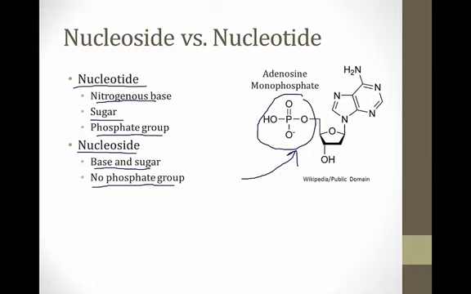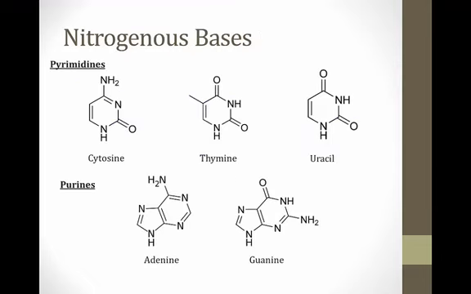Specifically, it's adenosine monophosphate, and it's mono because there's only one phosphate group. If the phosphate group were removed, this would be an adenosine nucleoside, and you just need to know that terminology so you can understand what you're reading in textbooks. There are five nitrogenous bases that are found in nucleotides in the human body. Three of them have one ring, and those three with one ring are called pyrimidines. And the three pyrimidines are cytosine and thymine and uracil.